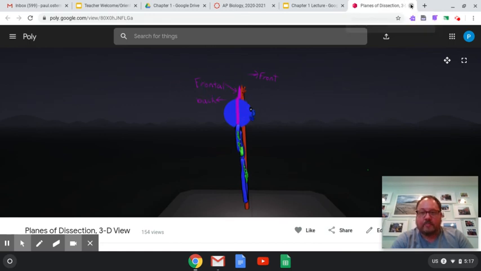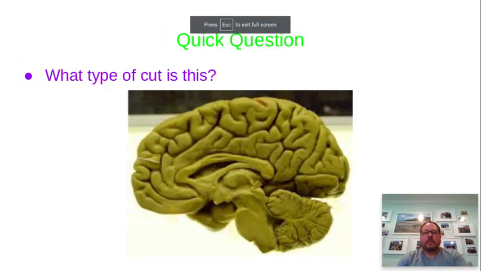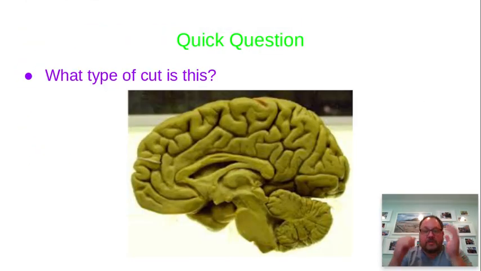What else we got here? If you look at this image of a brain, what they've done is they basically cut it down the middle, and you're looking at the right side of the brain. So what type of cut would that be?